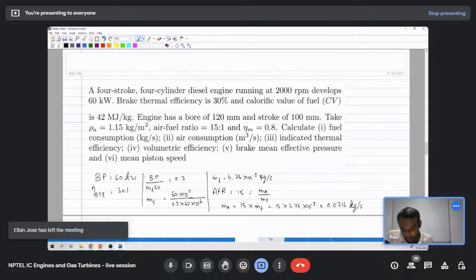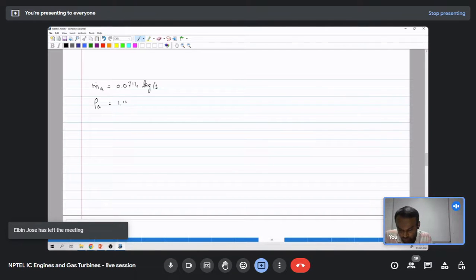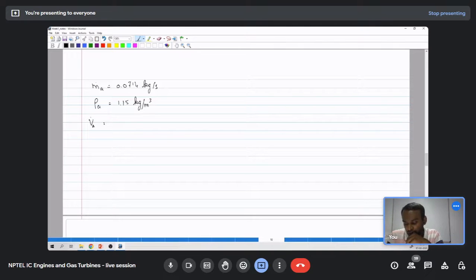Density of air is also given, which is 1.15 kg per meter cube. So volume flow rate of air is m dot a by rho a, which is 0.0714 divided by 1.15.